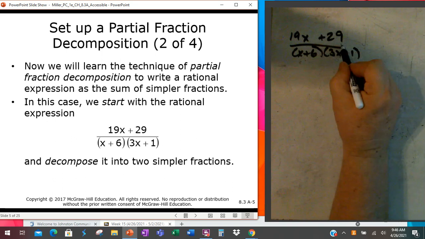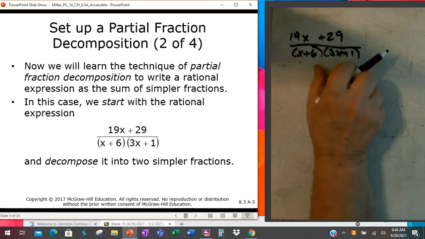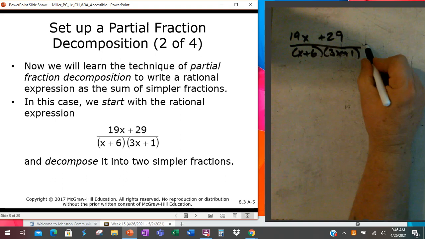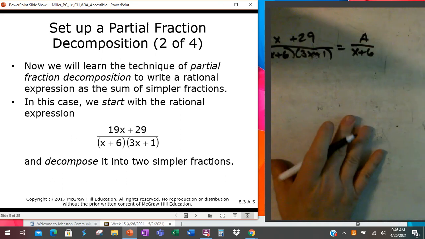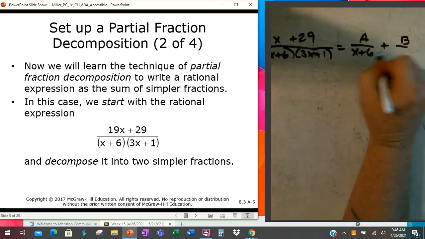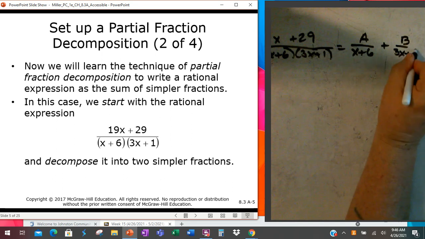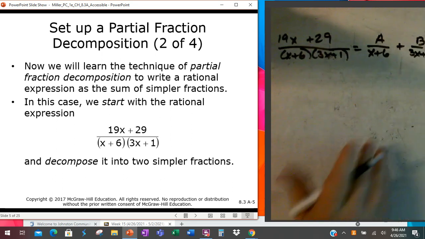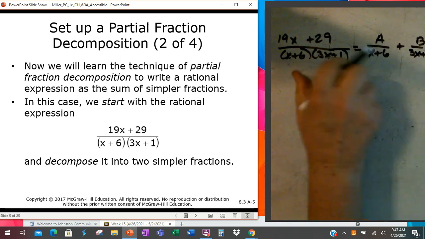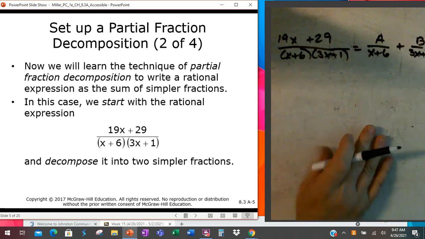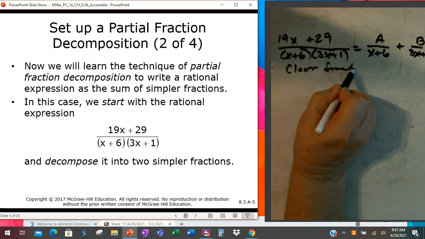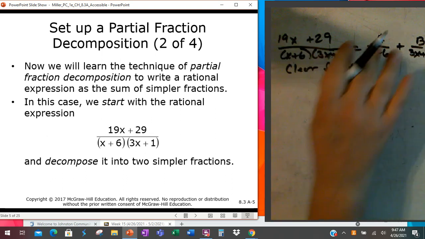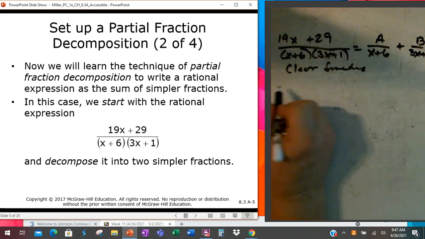But what we want to do is once we get these into factors here, we've got this factor down here, I want to represent this as some constant A over the first factor plus B over the second factor, okay? And then once we've got this, if I had several factors, I just keep doing this. And now I want to clear fractions. LCD is this, I multiply both sides by that, okay?